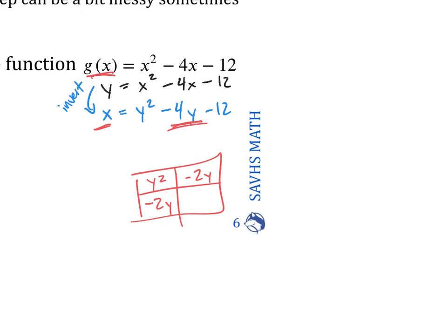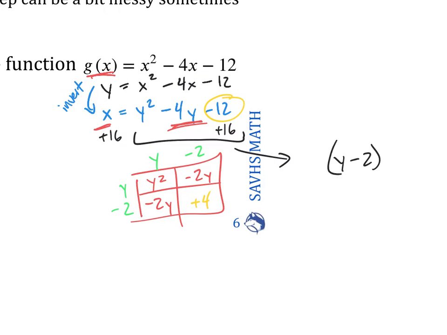On the outside of the box, then, we would have our y and our negative 2 on both sides, which would mean I have to have a positive 4 here. I don't have positive 4 here, I have negative 12. So to get to positive 4, I need to add 16, but I have to do it to both sides. Maybe you see where this is going now. I can rewrite what I have on the right side of the equation now as y minus 2 quantity squared. What I have on the left side of the equation is x plus 16 now.